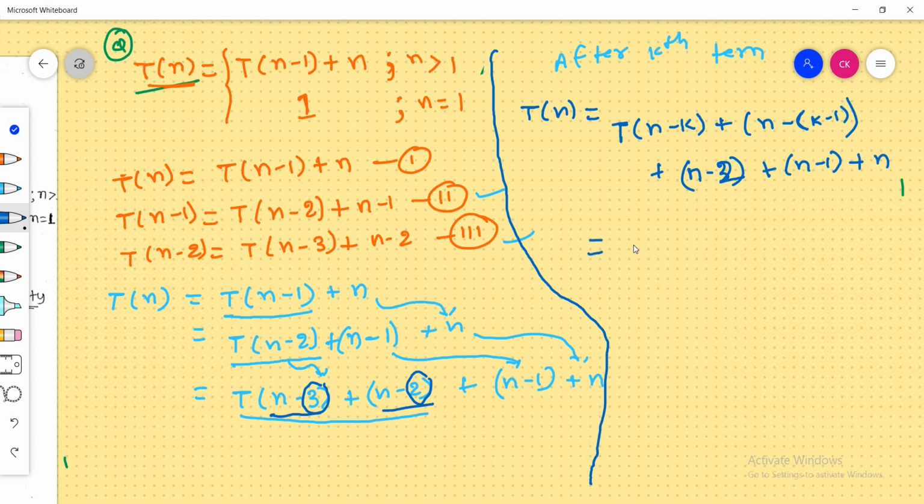Now we have to completely eliminate this t term. And why? Because only when we eliminate the t term will the result come in terms of n. So how to eliminate this t term? With the help of this base condition. So what is the base condition? If n is equal to 1, then the value of T of n is 1.